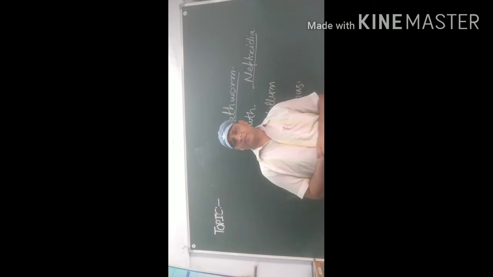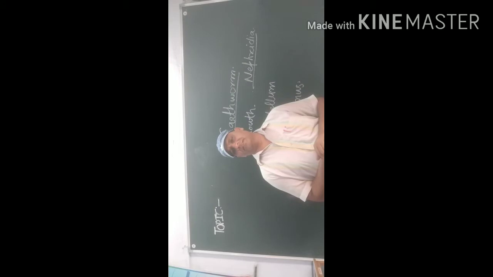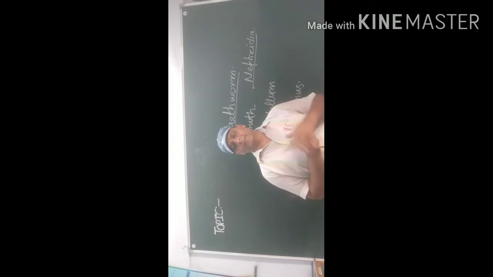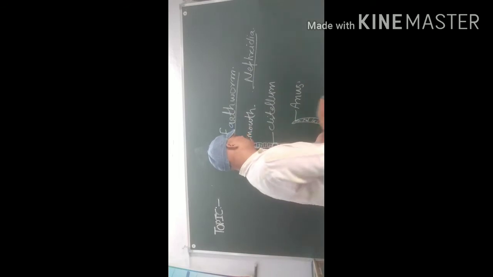The male reproductive system is composed of testes, vas deferens, etc., whereas the female reproductive system is composed of ovaries, oviduct, etc.